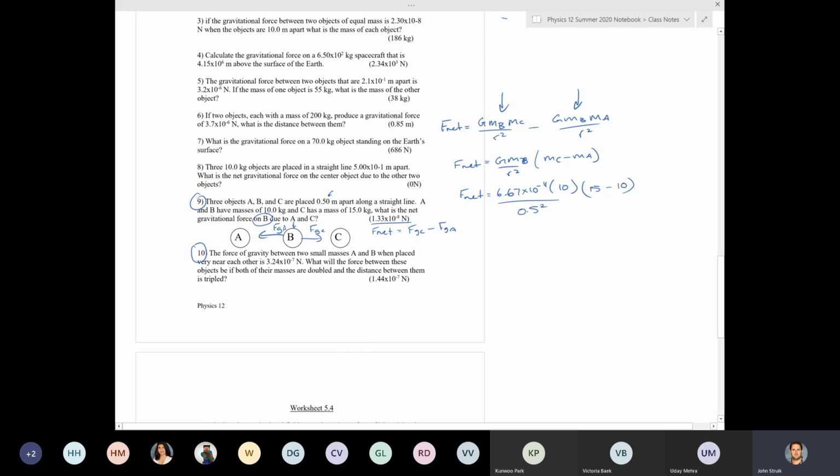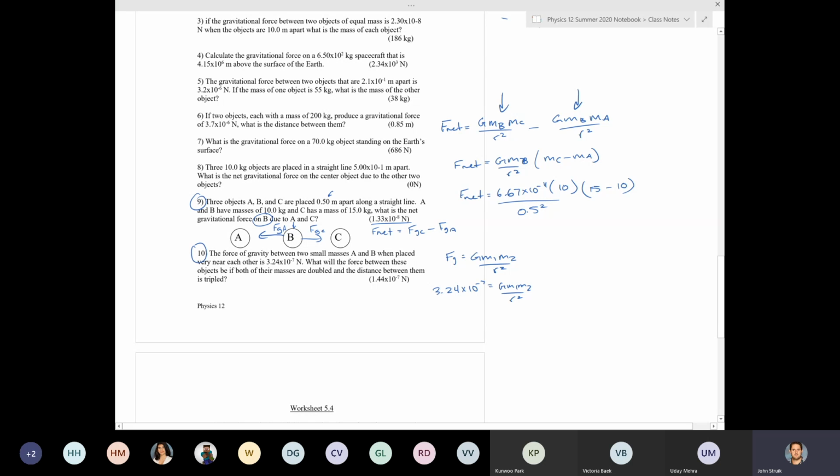Number 10. The force of gravity between two small masses, A and B, when placed very near each other is blah, blah, blah. What will the force between these objects be if both their masses are doubled and the distance between them is tripled? So one of these questions again. We have Fg equals Gm1 m2 over r squared, and the value of this when they're placed at r, let's say, is 3.24 times 10 to the negative 7. So Gm1 m2 over r squared.